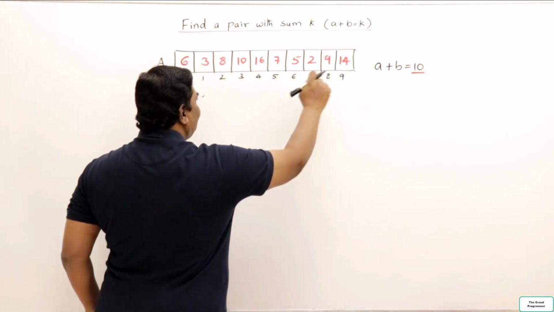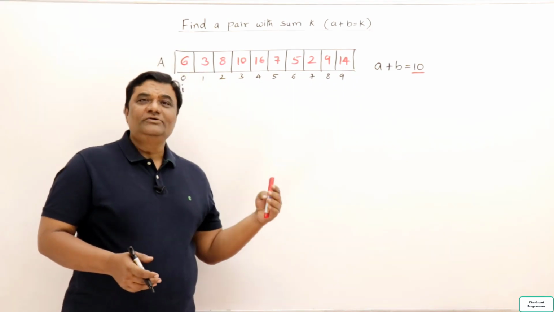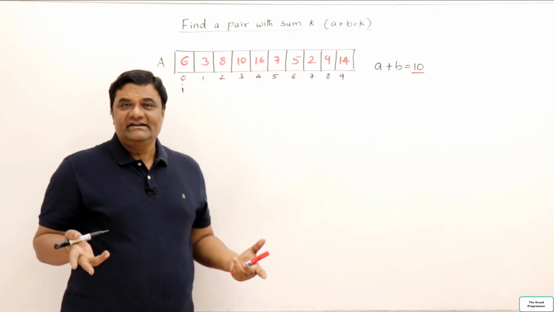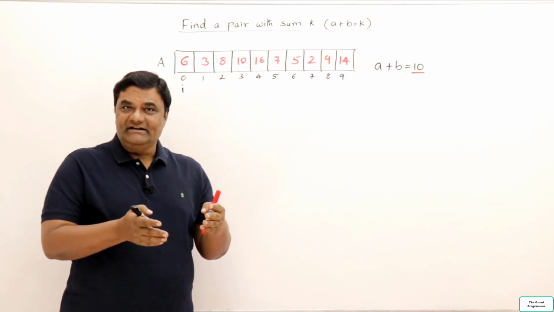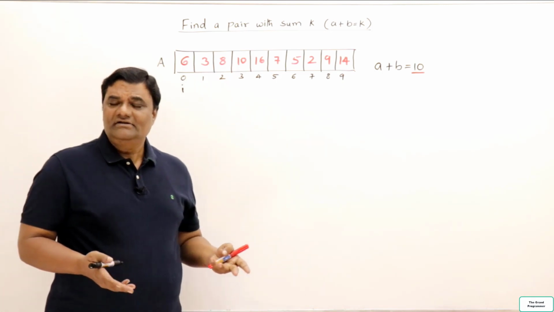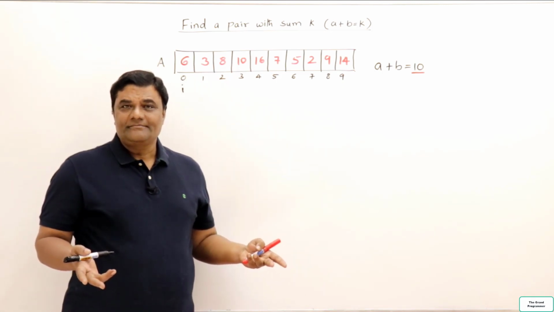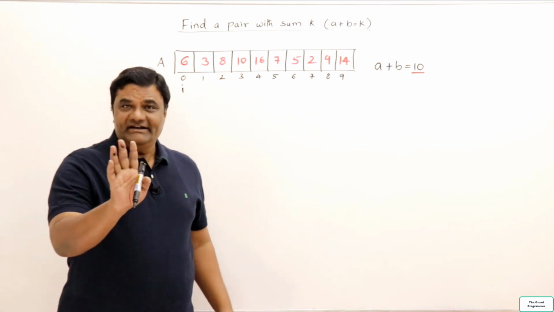No. So in this way, I can go on checking the elements. This procedure is the same as how we were finding duplicate elements. Only the thing is, that time we were checking whether it is a duplicate element. Now you have to check whether the sum is equal to 10. That's it. It's simple. And one more thing, I have taken unique elements, so there are no duplicate elements here.